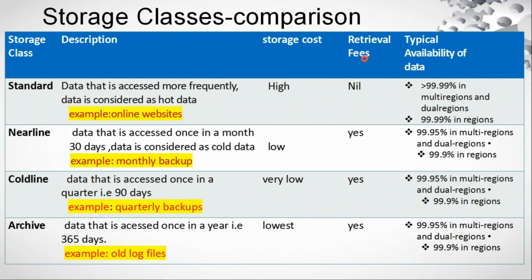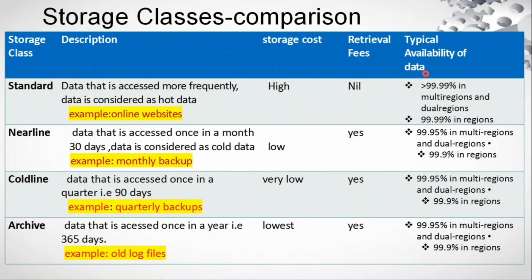And retrieval fees. If you are retrieving your data from standard storage class, there is zero fee charged by the GCP cloud platform. It is almost nil, equal to zero. But if you are retrieving the data from nearline, Google will charge some amount. In cold line, if you are retrieving your stored data, Google also will charge some amount for retrieving your data. In archival mode also, Google will charge for accessing your data. So this is a comparison like nil to yes, and then yes, and then yes, based upon standard, nearline, cold line, and archival mode.